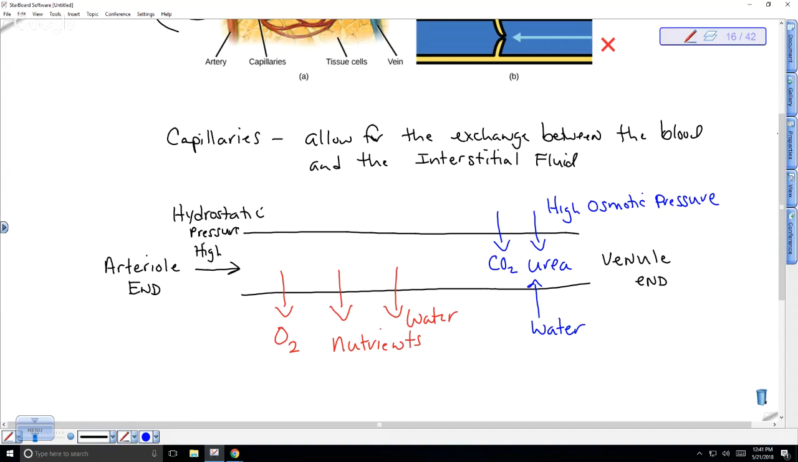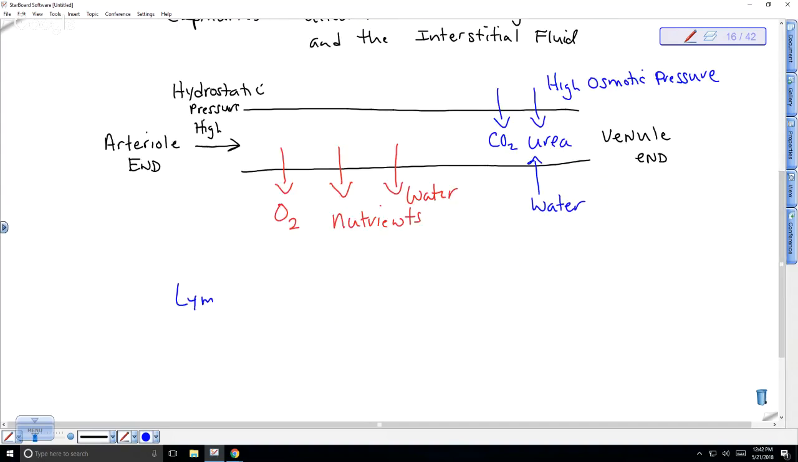We talked about the lymphatic system when we were talking about nutrient absorption. But the lymphatic system will also pick up excess water, okay? So I'll put that down here: the lymphatic system, which is always drawn in green, will pick up the excess water lost from the capillaries.